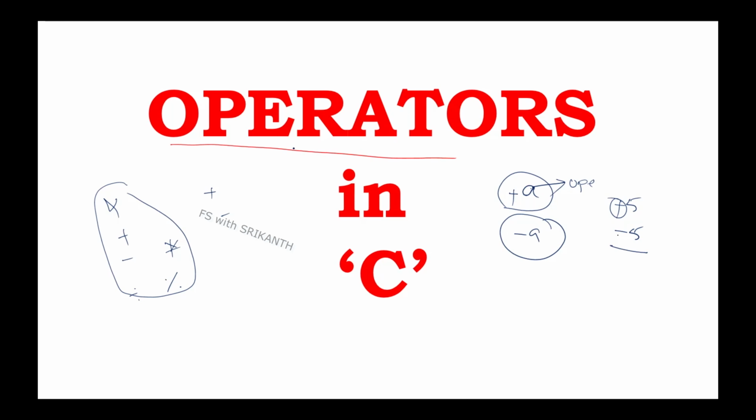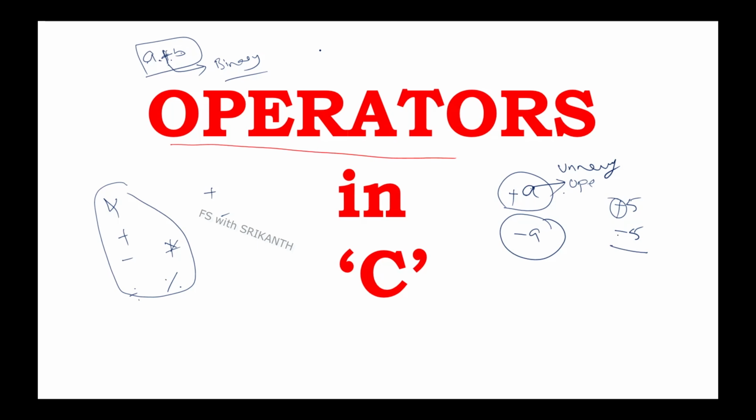Then next, if an operator is performed with more than one operand. Just observe A plus B. A plus B has one symbol, one operator, and this operator is performed with two operands, two variables. Then we call this operator a binary operator. So this is unary, and this one is binary. Unary operator and binary operator.